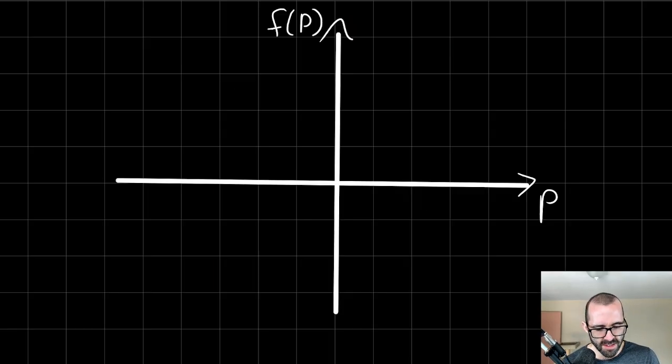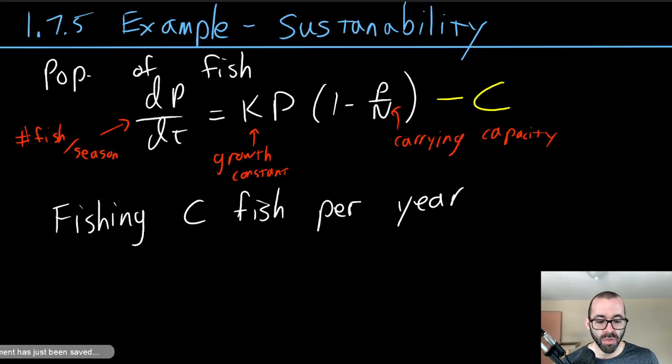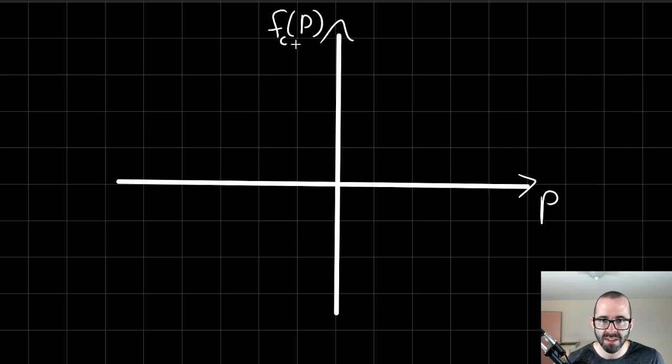And specifically, let's not look at f of p. Let's look at f c of p. Let's look at the one parameter family. Now, again, there are three parameters in this differential equation. But we're just going to vary c. We're going to say, if we look at some species of fish with some growth constant in some environment for that carrying capacity, let's just think about one specific situation, but vary the amount of fishing. So we're only going to look at what happens as that changes.